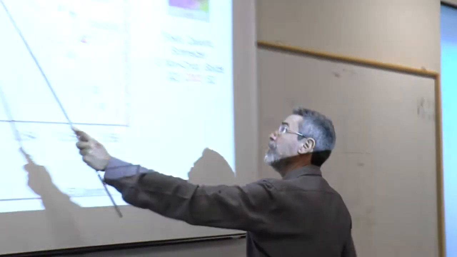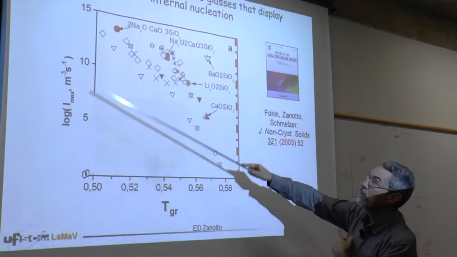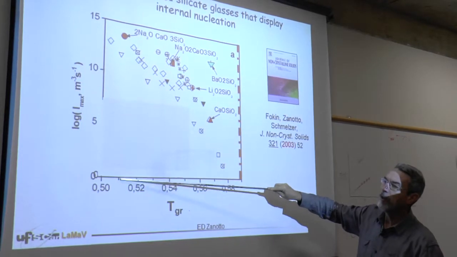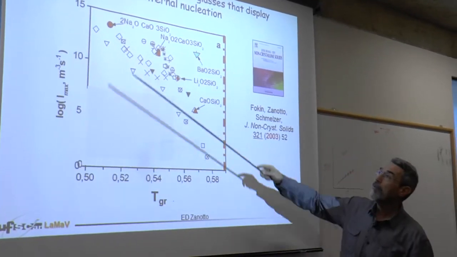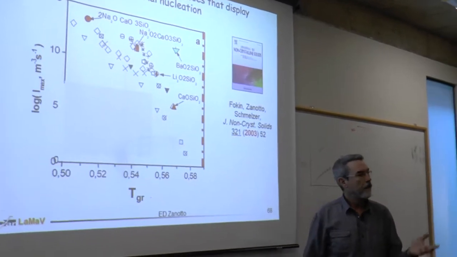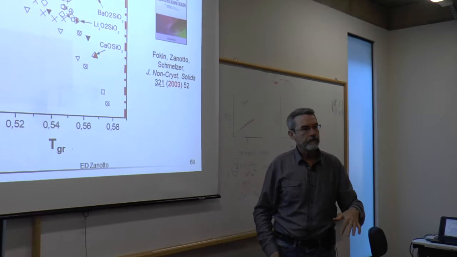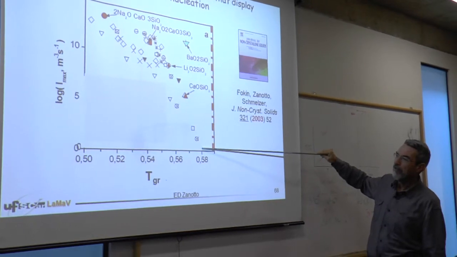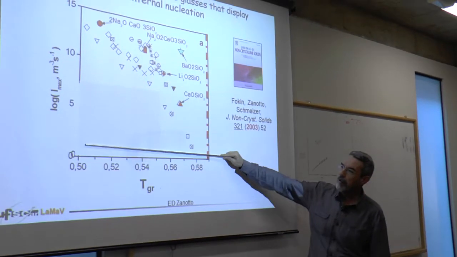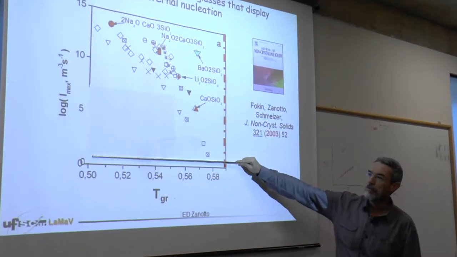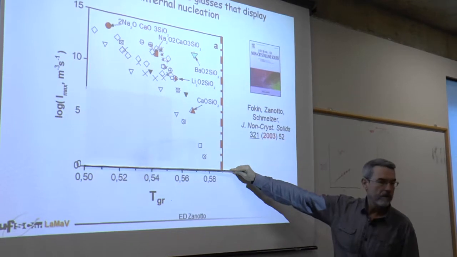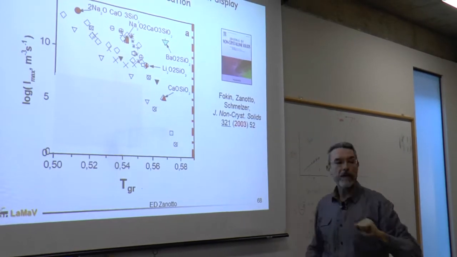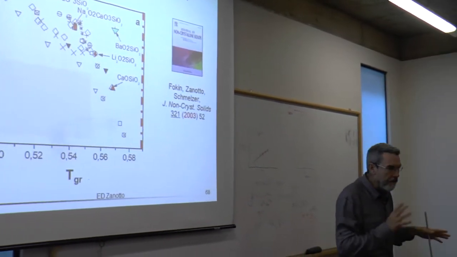This is some indication that, and this is a log plot. For some compositions here, which have a reduced Tg of about 0.5, the nucleation rate is 10 to the power 15 per cubic meter per second. Whereas if you are around 0.58 or 0.60, the nucleation rate is only 10 to the power 1 or so, or 10 to the power 0. That's 1 nucleus per cubic meter per second. So many orders of magnitude variation. That's interesting. Maybe we can use this knowledge.